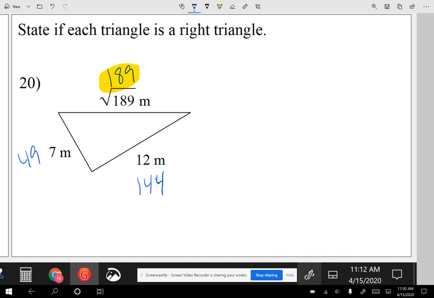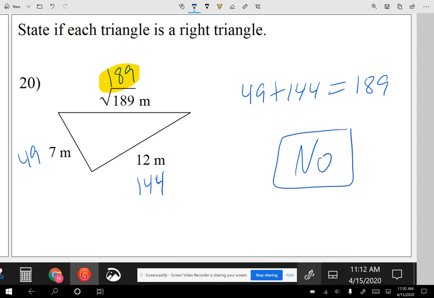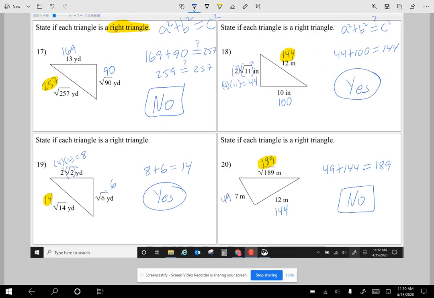It's easy to see. I'm going to add the two smaller numbers. Is 49 plus 144 equal to 189? I'm asking if that's true. In this case, no. So when I ask you guys to state if the triangle is a right triangle and you have the three sides, you should go for the Pythagorean theorem. Is a squared plus b squared equal to c squared?